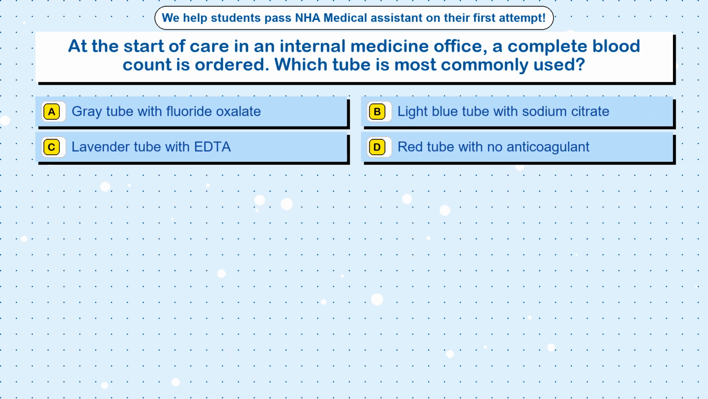Question 31. At the start of care in an internal medicine office, a complete blood count is ordered. Which tube is most commonly used? Option A, gray tube with fluoride oxalate.